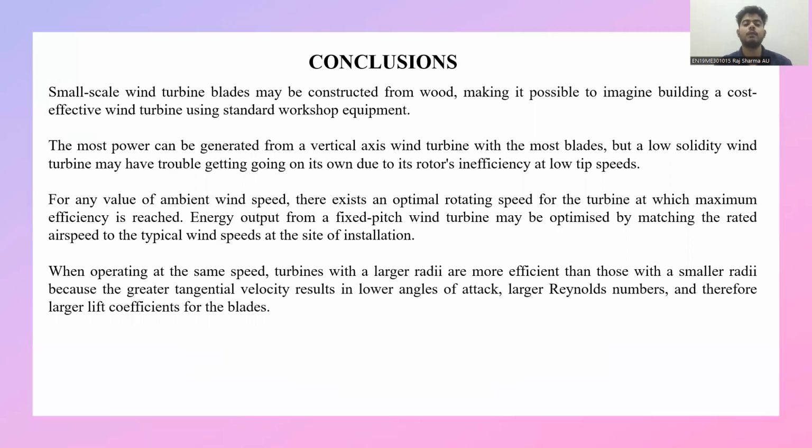For any value of ambient wind speed, there exists an optimal rotating speed for the turbine at which maximum efficiency is reached. Energy output for a fixed pitch wind turbine may be optimized by matching the rated airspeed to the typical wind speed at the installation site. And when operating at the same speed, turbines with larger radii are more efficient than those with smaller radii because the greater tangential velocity results in lower angle of attack, larger Reynolds number, and therefore larger lift coefficient for the blades.